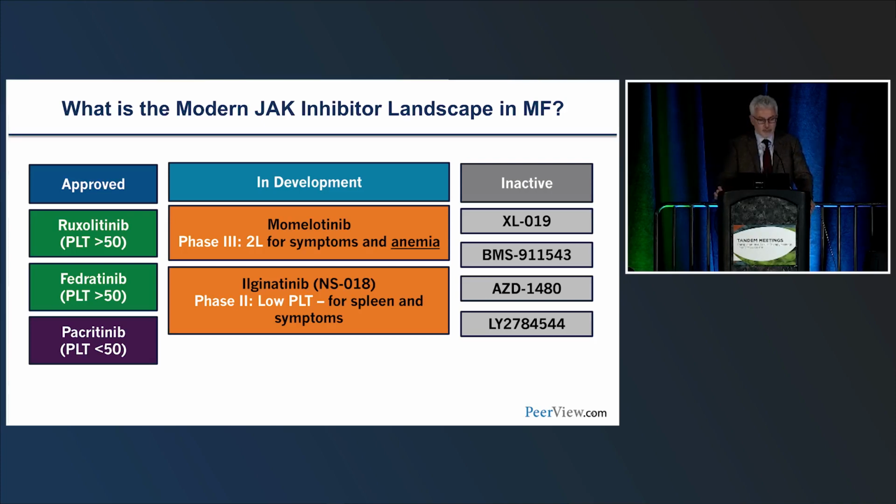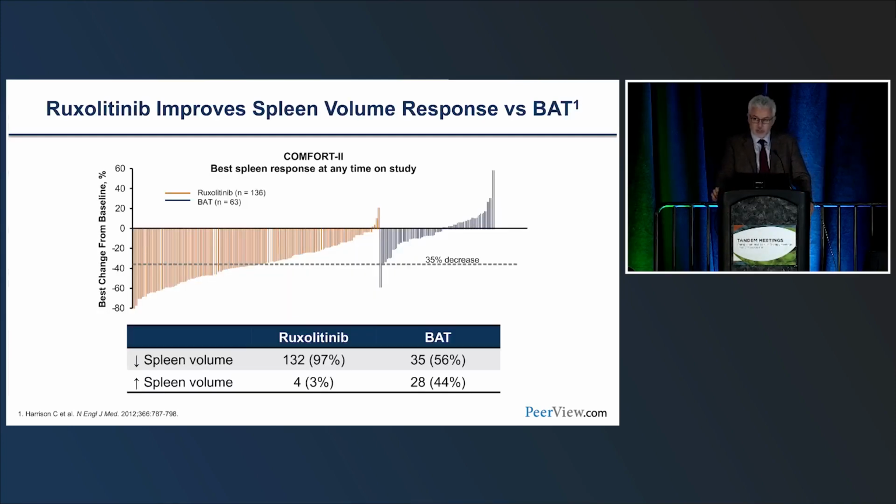So let's review a few slides on ruxolitinib, just to remind everybody about the highlights. We all know that it improves the symptoms and the spleen. This is a summary of one of the phase 3 studies, the COMFORT-2 study, where ruxolitinib was compared to best available therapy, which was mostly hydroxyurea. So that's why ruxolitinib became first line.